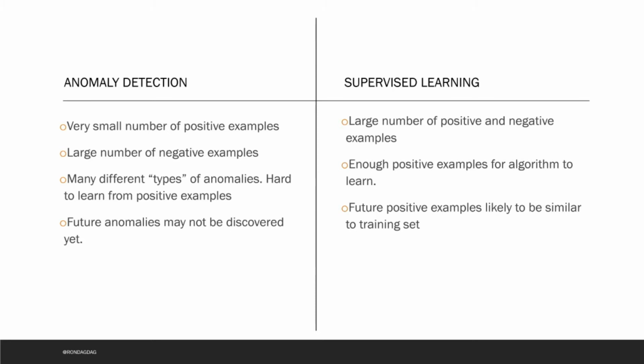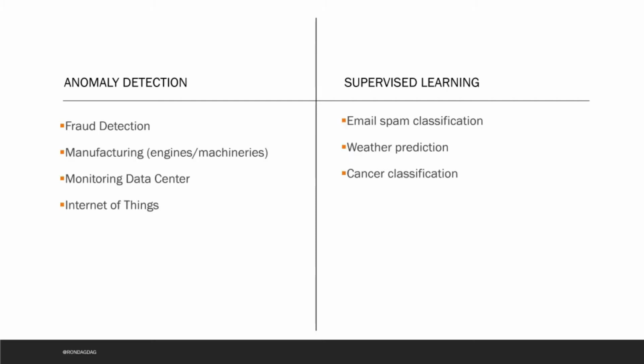The advantage of anomaly detection is when the future anomalies may not have been discovered yet. There are things where most likely you haven't explored your data set, and so you might want to look into anomaly detection techniques rather than supervised learning. On the supervised learning side, it fits when the future positive examples are likely similar to the training set. So those are things you have to consider when choosing which algorithm you might want to use.